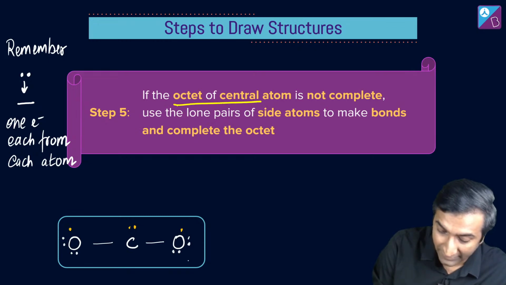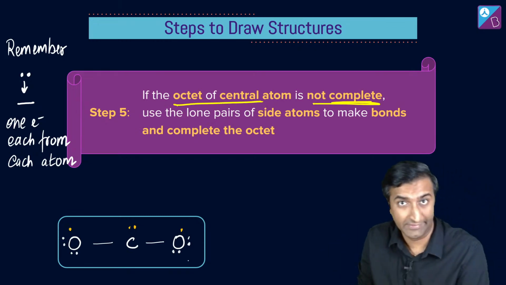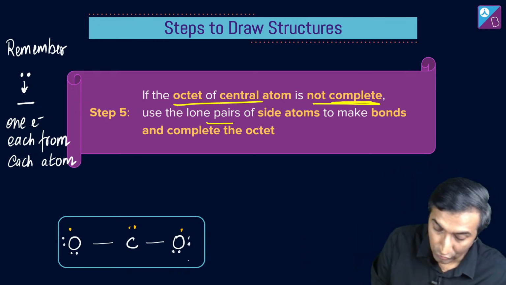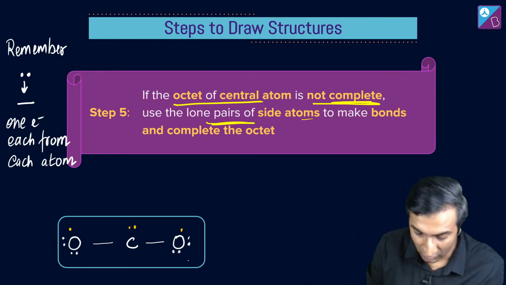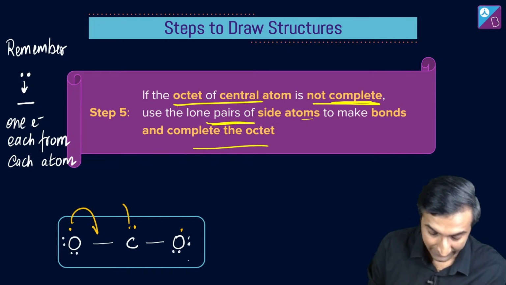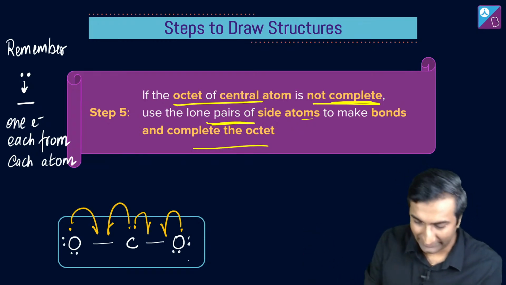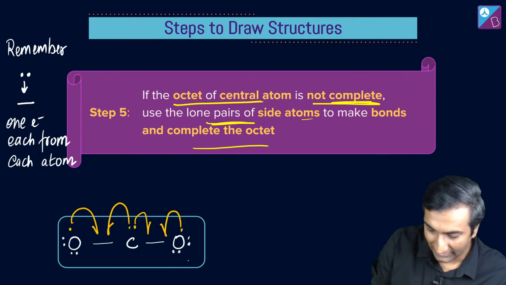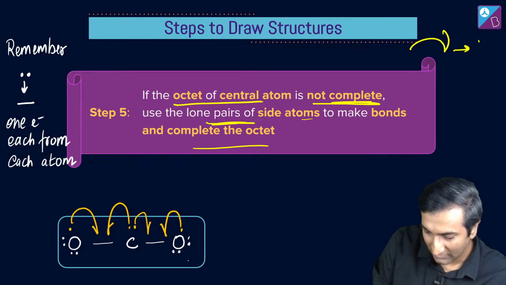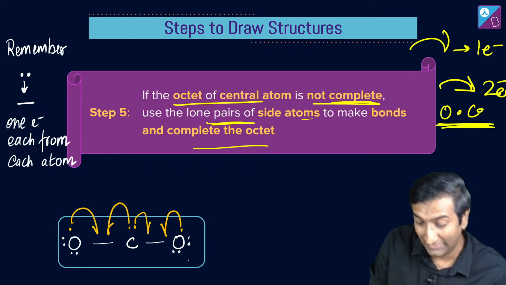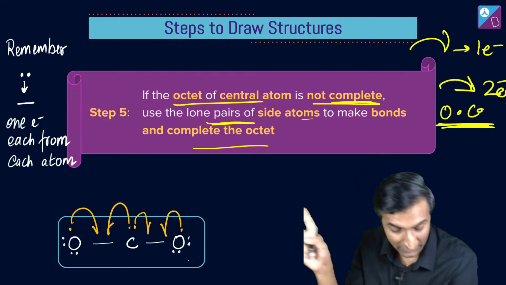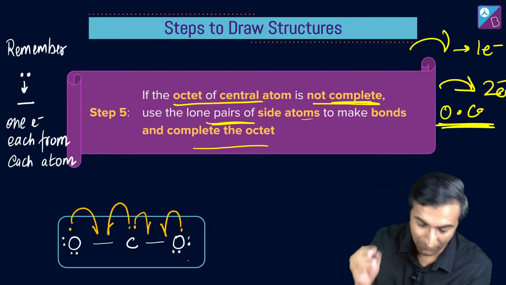If the octet of the central atom is not complete, which is what is in this case, central और side दोनों का complete नहीं था, use the lone pair on side atoms, एक इलेक्ट्रॉन निकाल के एक बॉन्ड बनाओ और complete करो octet. What do I mean? देखो, ये half arrow basically means, oops, ये क्या कर दिया हमने? आधी arrow मतलब कि एक इलेक्ट्रॉन, पूरी arrow मतलब कि 2 इलेक्ट्रॉन. Again, this is going to be very very useful in organic chemistry.